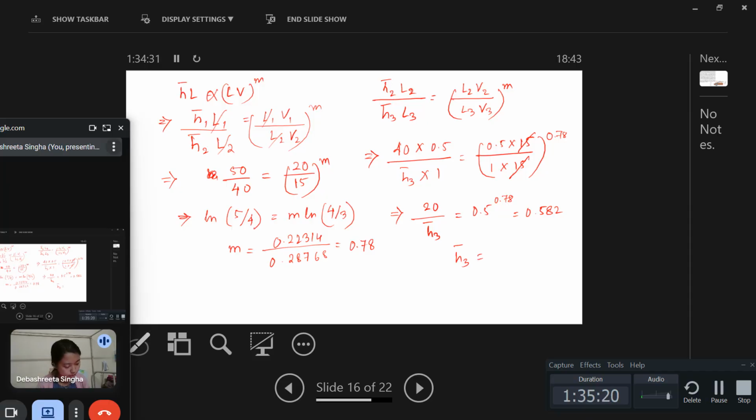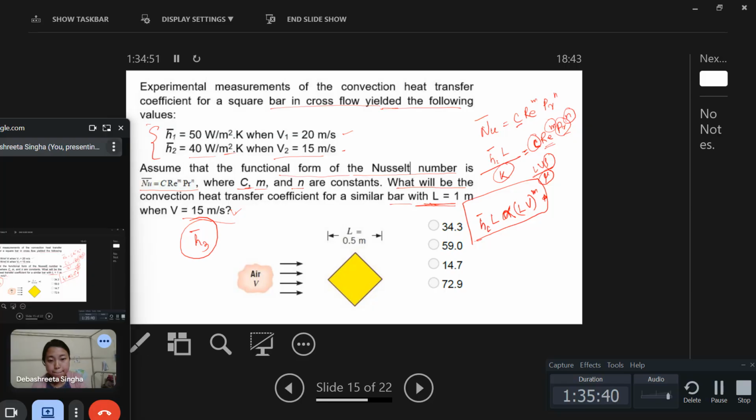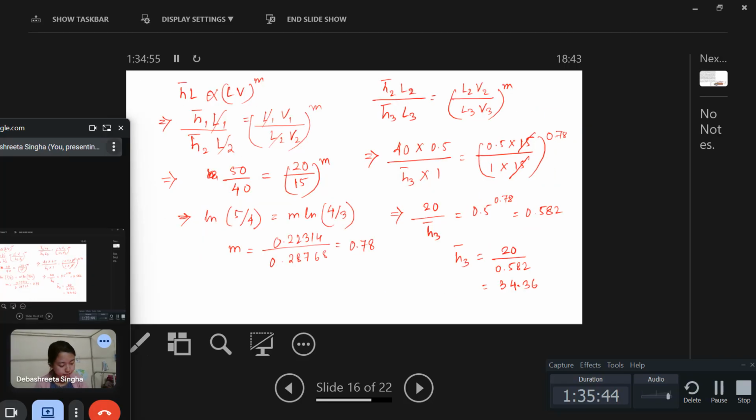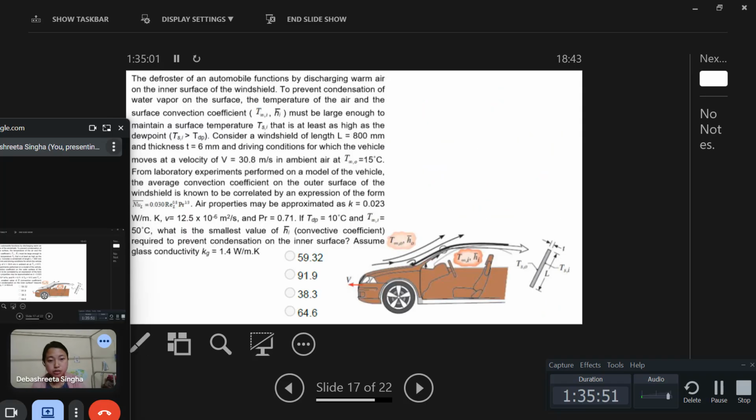So H3 bar is equal to 20 divided by 0.582. So it is 34.36, or 34.4 almost. So the first one is the answer, 34.3. Okay, so now we move to the next question.